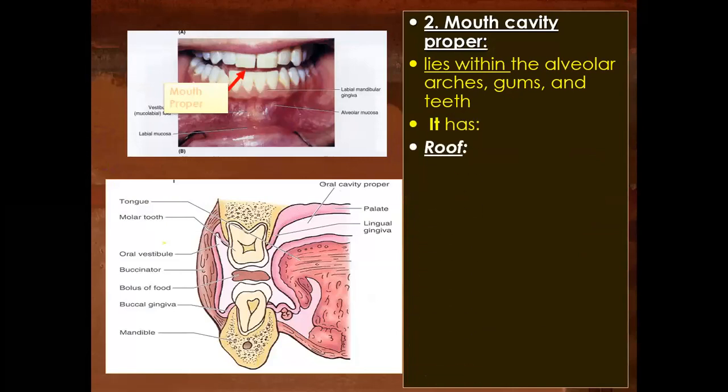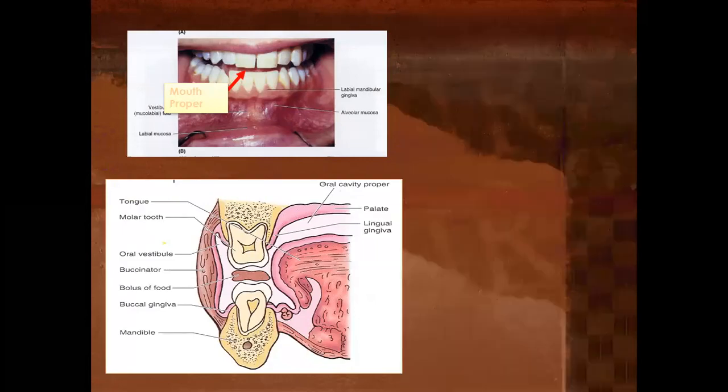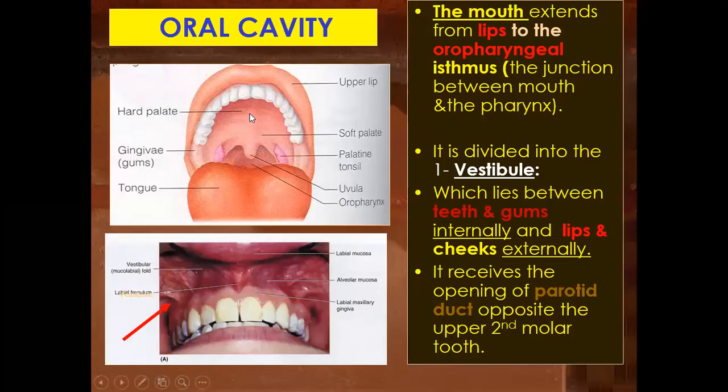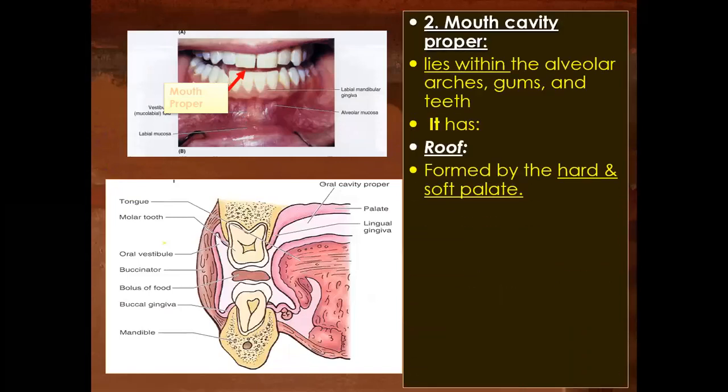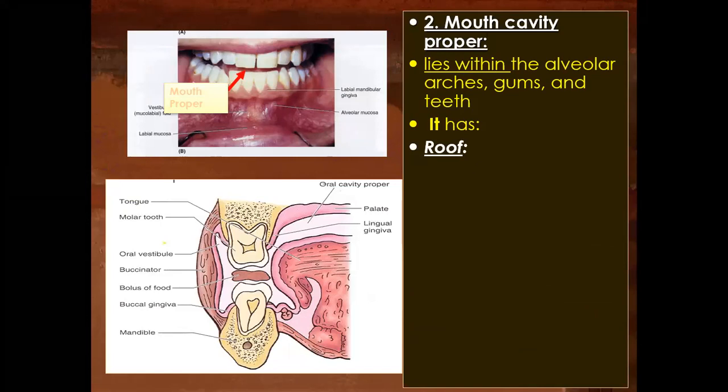So it has a roof formed by the hard and the soft palate, as you can see again. This is the roof here, formed by the hard palate, and this is the floor, which is formed by the tongue. This is the hard palate. So the roof is formed by the hard palate, and if you go behind, you can trace even the soft palate.